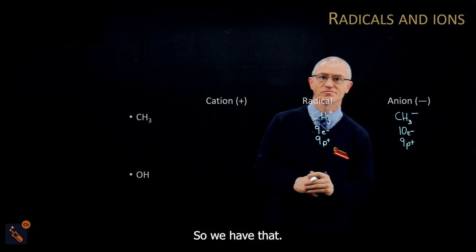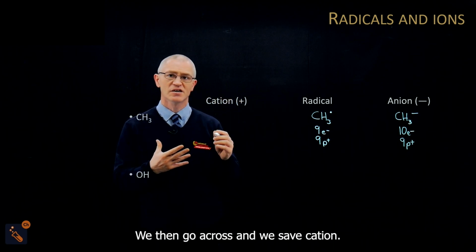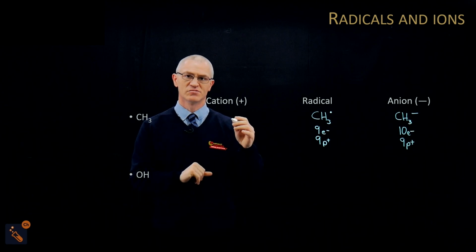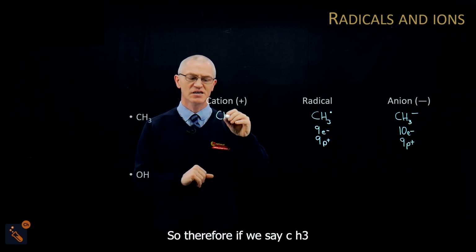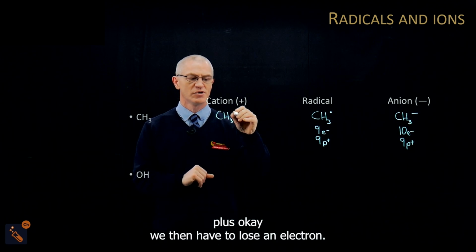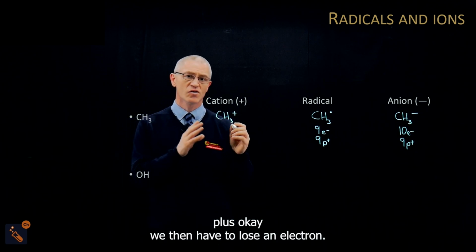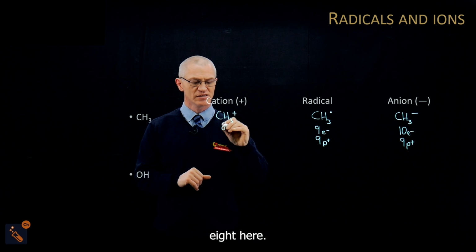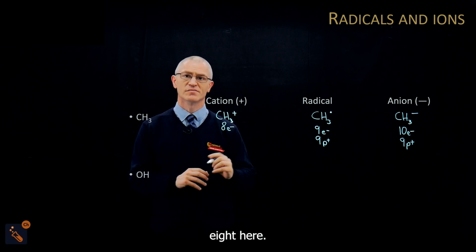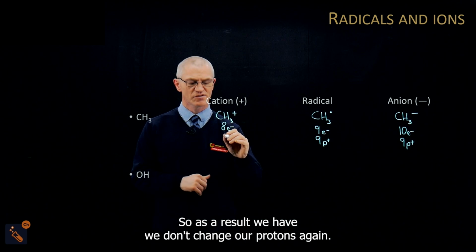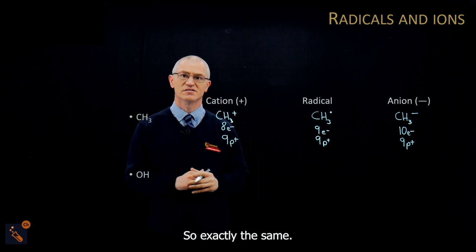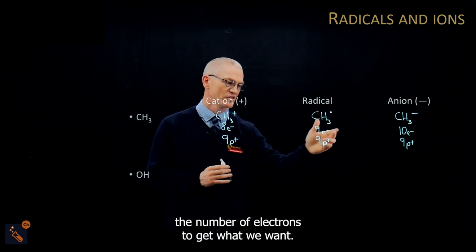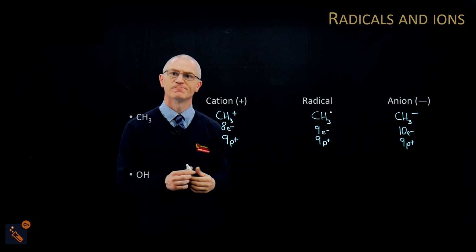So we have that. We then go across and we say the cation. Now, to make a cation, you have to lose an electron. So therefore, if we say CH3 plus, okay, we then have to lose an electron. So if there's 9 there, we have to have 8 here. And then as a result, we don't change our protons again. It's exactly the same. So as you go across 8, 9, 10, all we're doing is varying the number of electrons to get what we want.